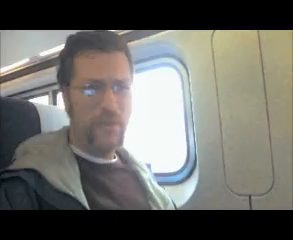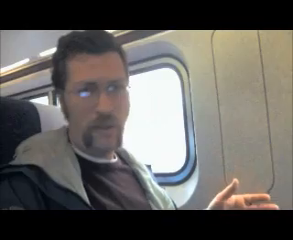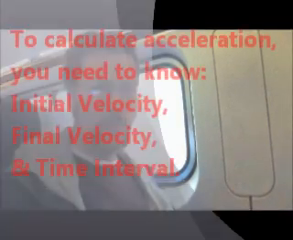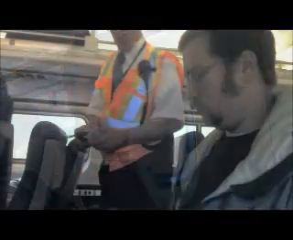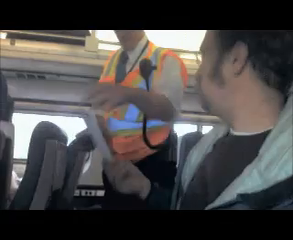So if I need to know how fast the train is accelerating, I need to know a starting velocity, an ending velocity, and a time interval. Do you know about how fast we're going right now? Going about 79 miles per hour.